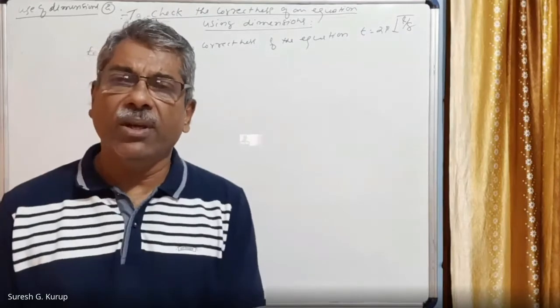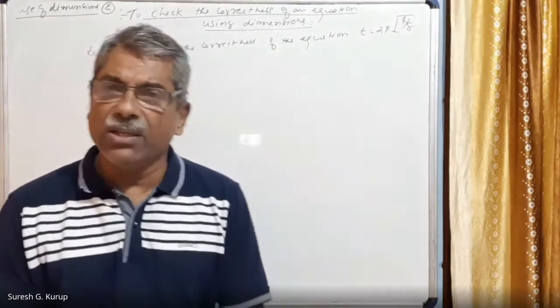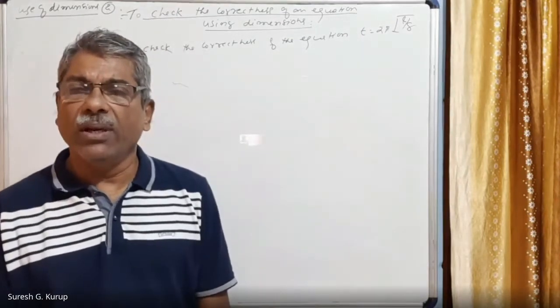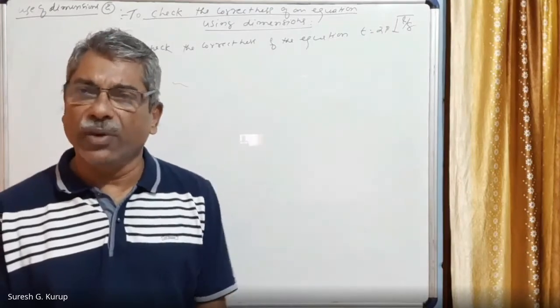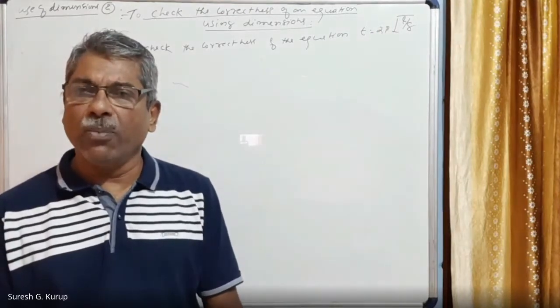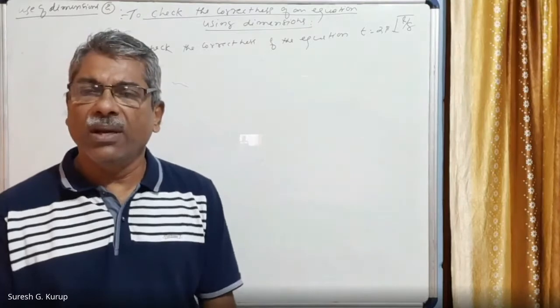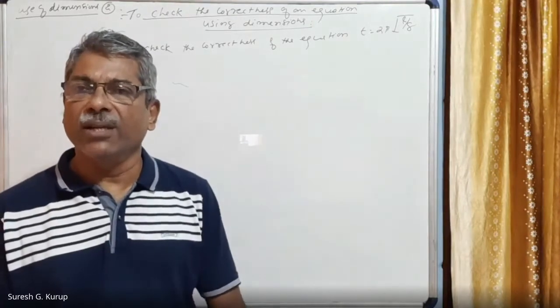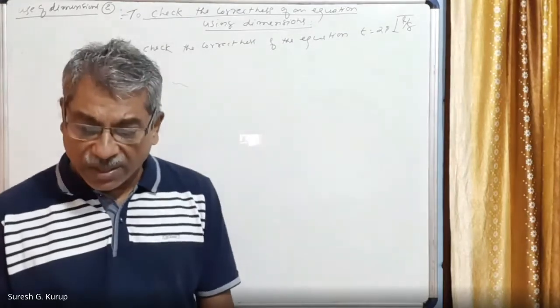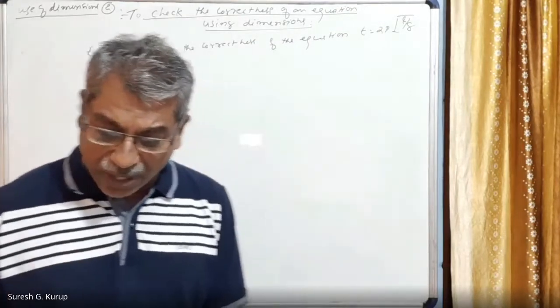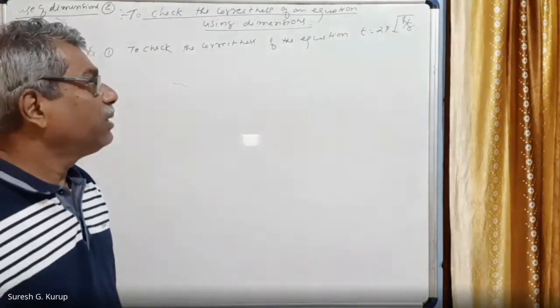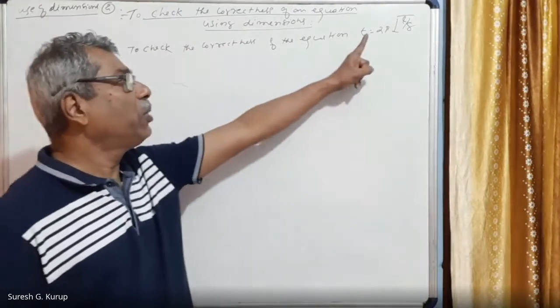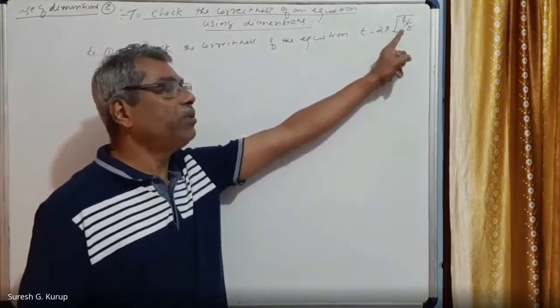This is to check the correctness of a possible physical equation of a possible physical event. We can check whether the equation we are using is correct or not. First of all, I am taking as an example the time period of a simple pendulum: T is equal to 2 pi root of L by g.